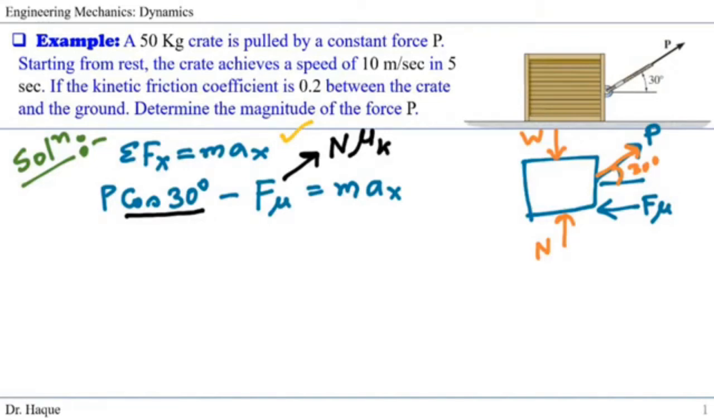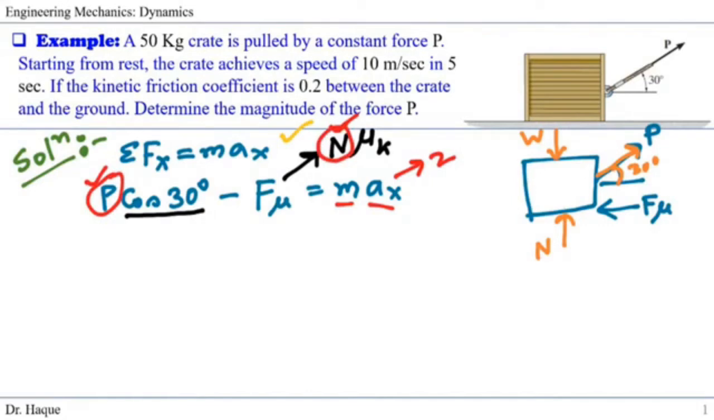So we still have unknowns. We don't know what P is. I have one unknown. We don't know what N is. I have two unknowns. We know what m is. Do we know this? Yes, it is 50 kilograms. Do we know the acceleration in x direction? Yes, we just figured out it's 2 meters per second squared, from the previous slide. So we still have two unknowns, P and N.